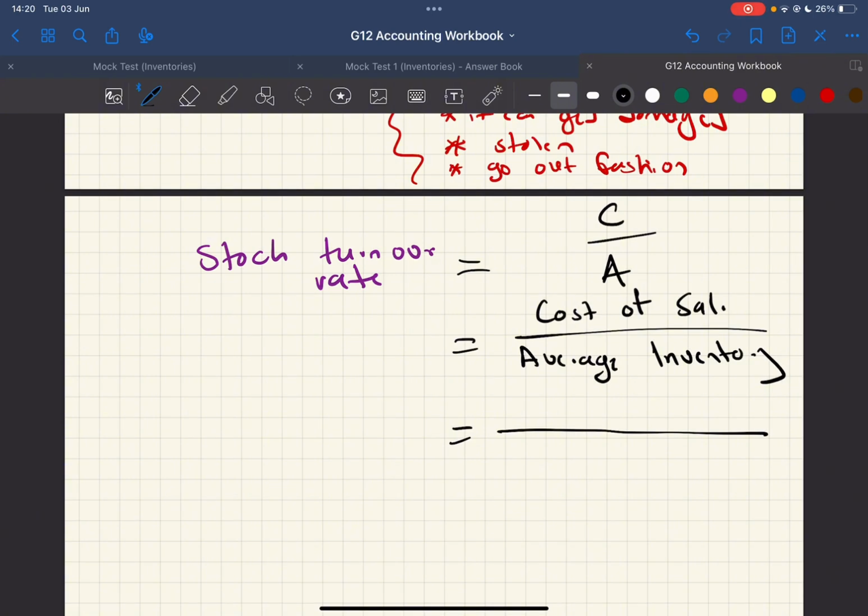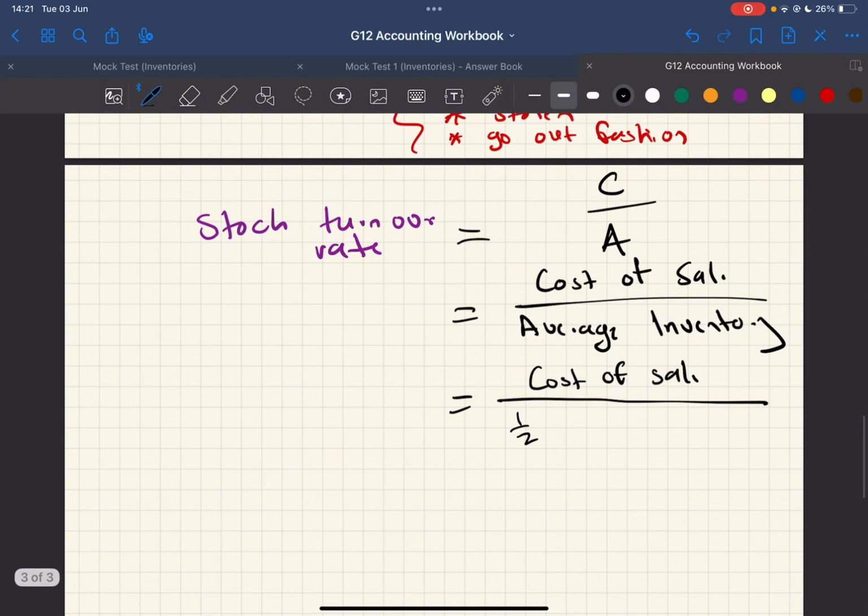And then you have your average inventory, which is half. So if I were to explain it further, this one, I don't need to explain it. The cost of sale is basically how much it cost you to make or buy the goods that you sold, right? So that's basically cost of sales. How much it cost you to make or buy the inventory that you sold. So that's cost of sale. I feel like most people are comfortable with that.